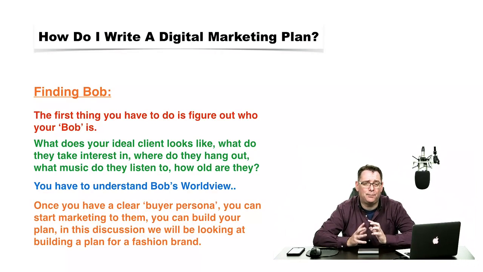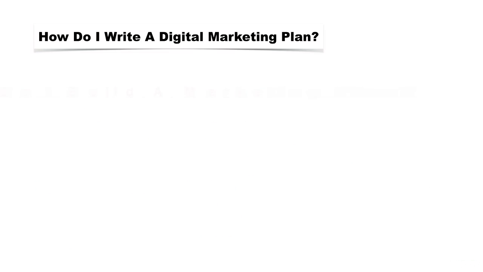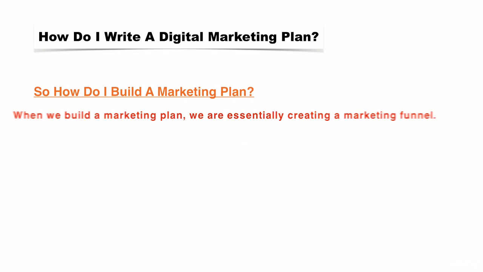Once we have a clear buyer persona, we can start marketing to them. We can build our plan. And in this discussion, we're going to be looking at building a plan for a fashion brand, for instance. So we're going to use a fashion brand, but then we can extrapolate that to any type of brand. So how do I build a marketing plan?